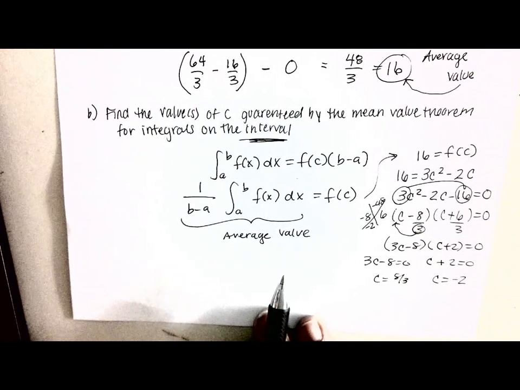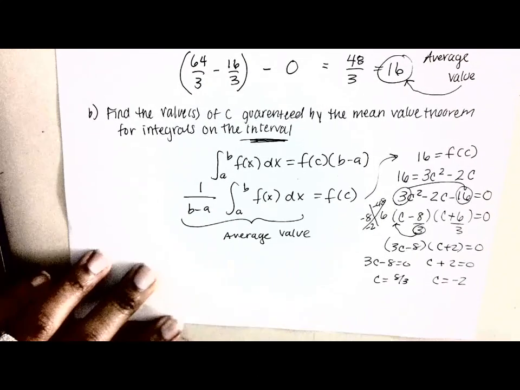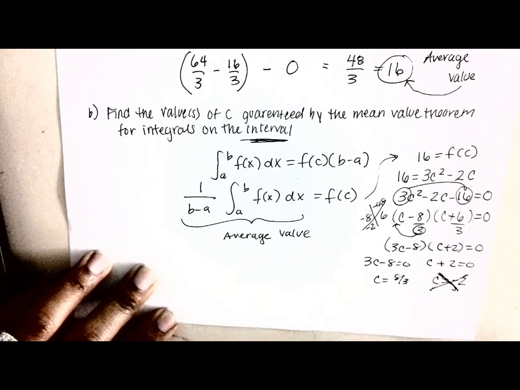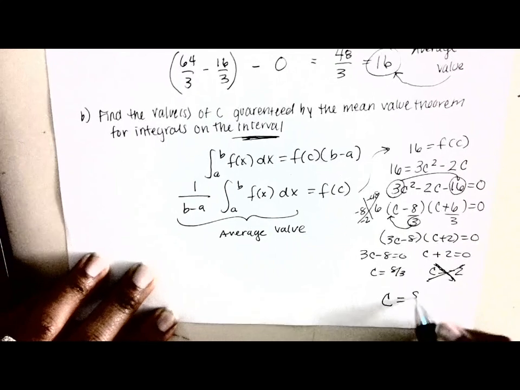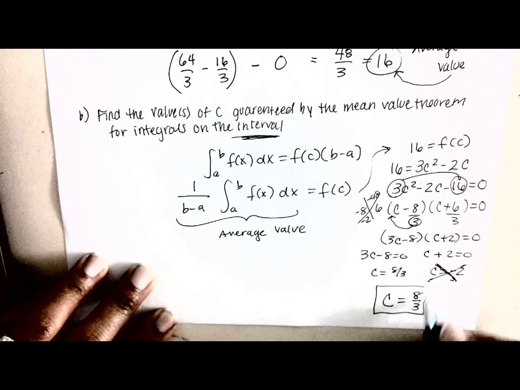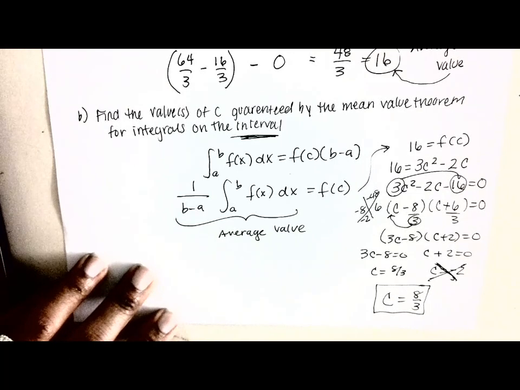But the big deal about this is that this has to be in the interval, and one of these numbers is not in the interval. Which one's not in the interval? Negative 2. So this c does not work. We just cross it out. And so our only answer is c equals 8/3. You do the same thing every time. So the only difference from this and a derivative is we take the integral and then set it equal to the function and factor and solve.